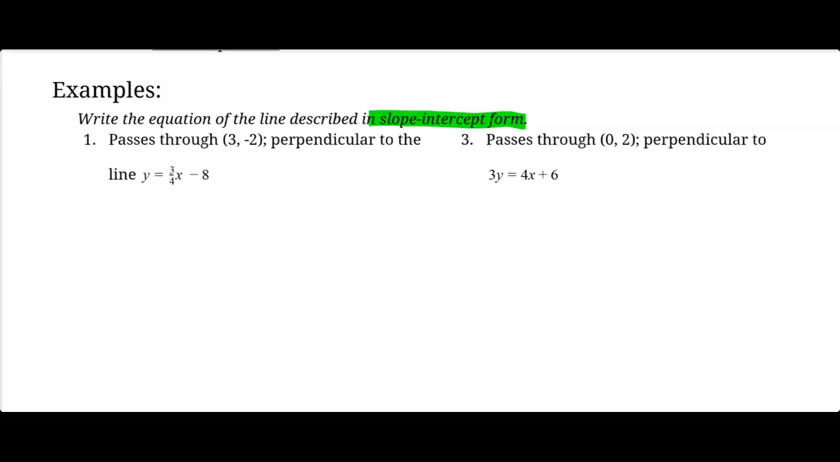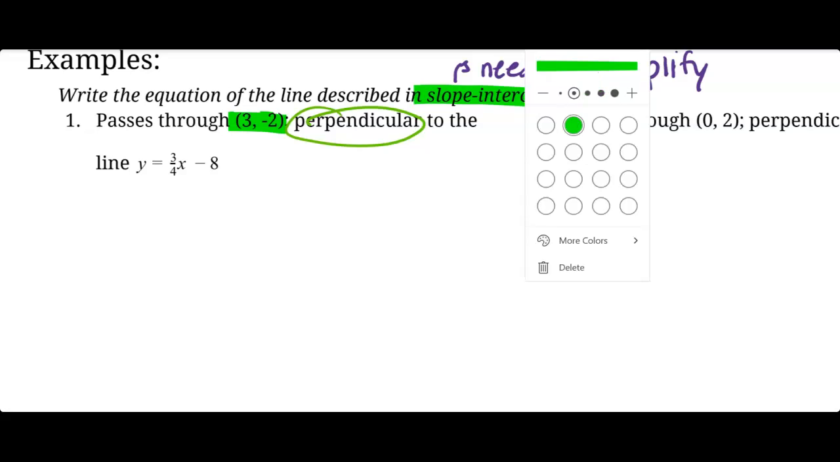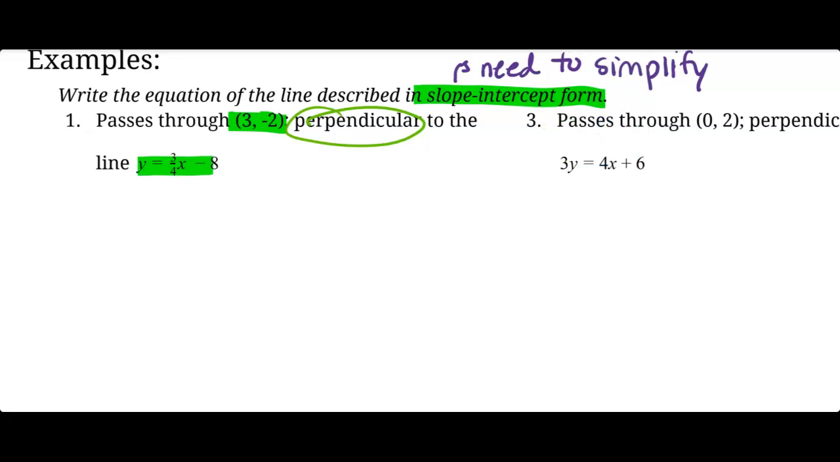So once again, we're writing them in slope-intercept form, which means we need to simplify. So we're still going to use point-slope form and just simplify it. So when we look at number 1, we are going to be passing through the point (3, -2). We're going to be perpendicular to our line y equals 3/4 x minus 8. So once again, you need a point and you need a slope. We have a point, now we need a slope.